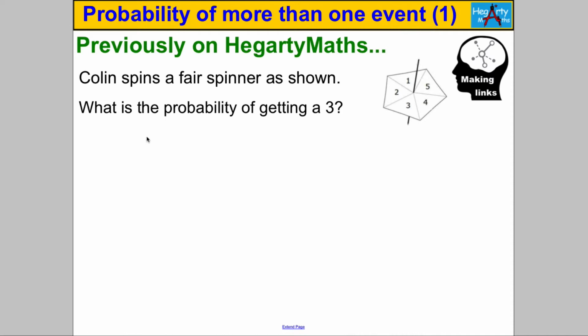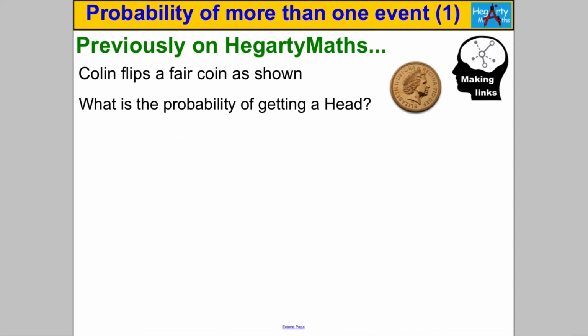Well, it's very simple. The probability of getting a 3 here, which we write as that, there is one possible 3 out of a total of 5 possible equally likely outcomes because we have a fair spinner, so that's our probability. Next, what's the probability of getting a head here? Well, that's quite easy. The probability of getting a head, there is one head out of 2 possible outcomes, heads or tails. So nice and simple.